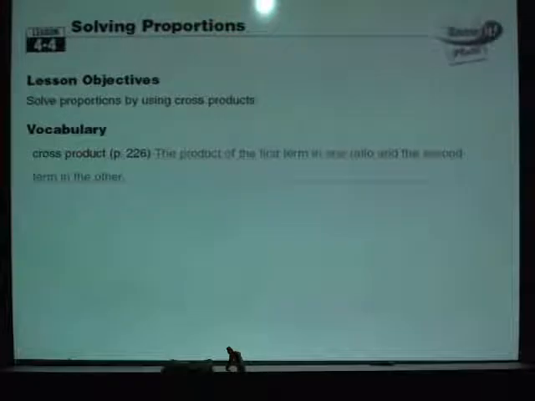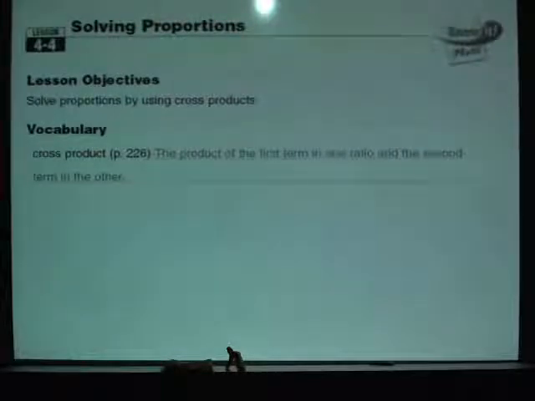This is a video presentation of Chapter 4, Section 4 in the 7th grade textbook entitled Solving Proportions. Now, we actually took a small introduction to this yesterday when we were talking about identifying and writing proportions in Chapter 4, Section 3. Because really what this section is going to spend all the lesson talking about is the idea of cross products. And cross products, as you can see from the definition, is the product of the first term in one ratio and the second term in the other.